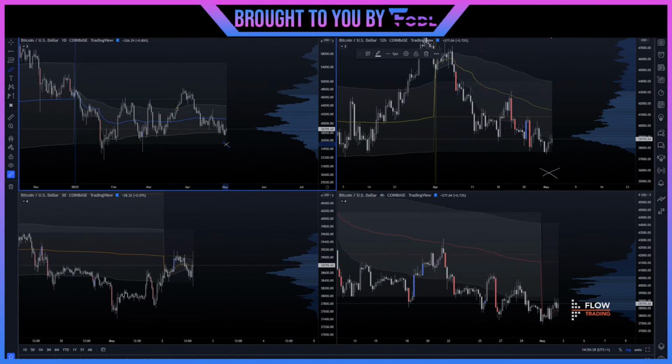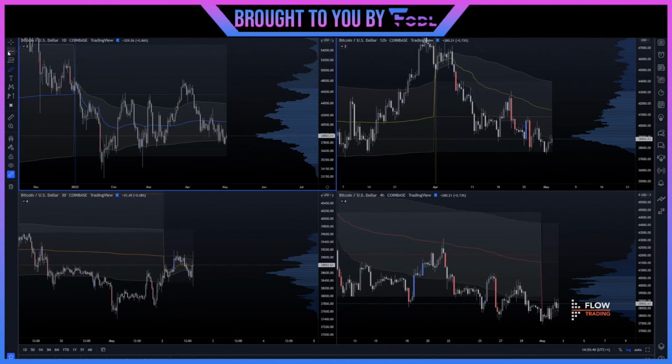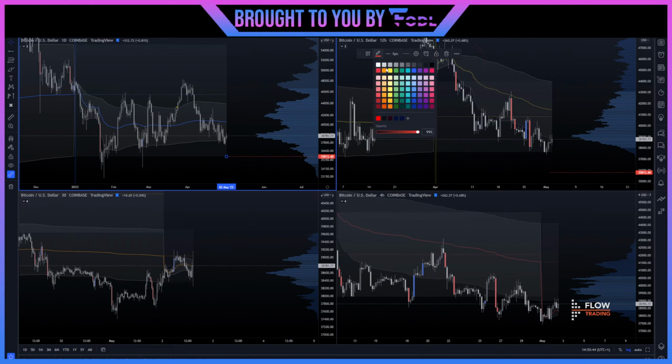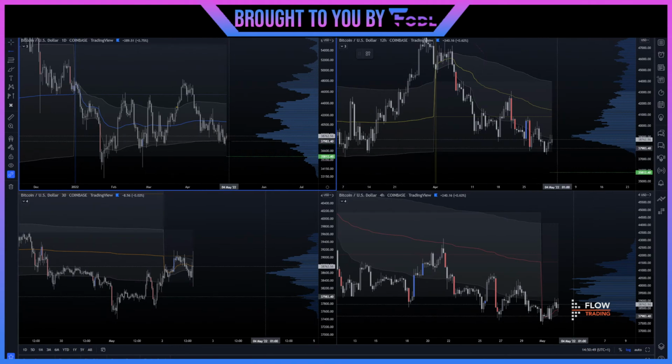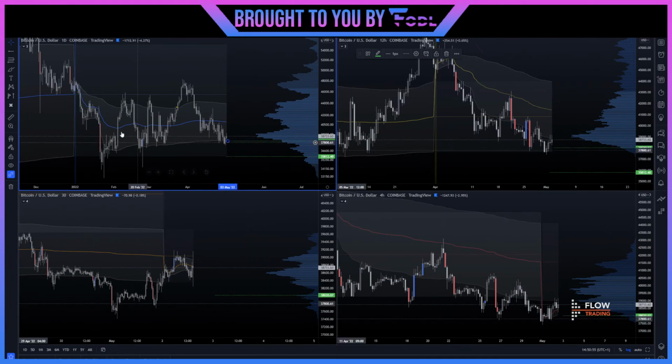All right, so what I'm going to do is put a little line there. I'm going to put that as green because I'm interested in buying at that level. Also we have bounced here on the lower standard deviation of the value area low of the current year, so the developing value area low.